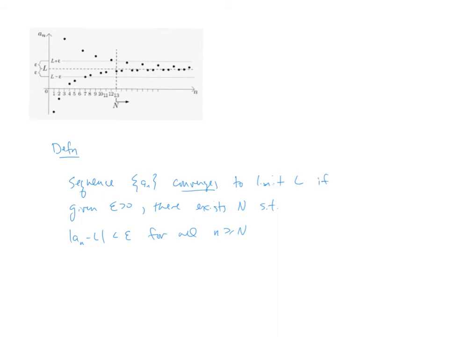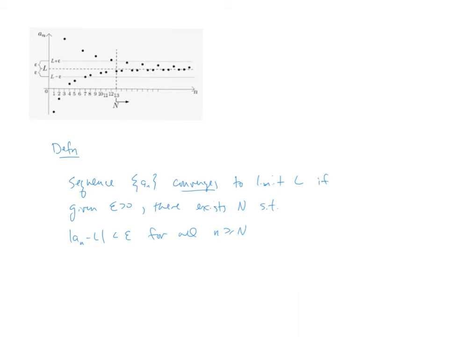Okay, so let's take a look at the definition here of a sequence converging. So just kind of ignore the picture for a minute here, and we'll say that a sequence A sub n converges to limit L if given epsilon bigger than 0, there exists a capital N such that the distance between A sub n and L is less than epsilon for all lowercase n bigger or equal to capital N.